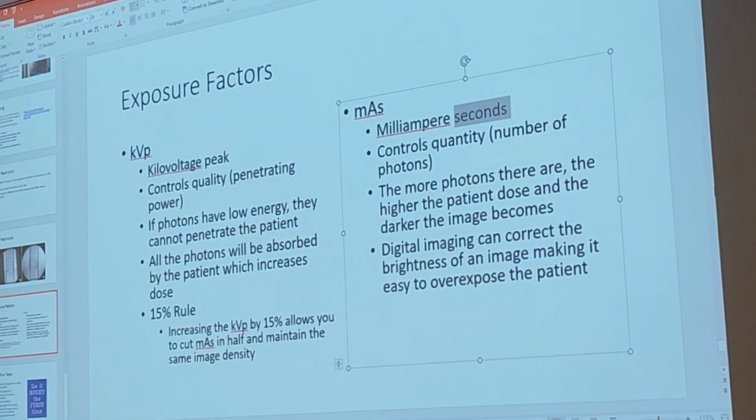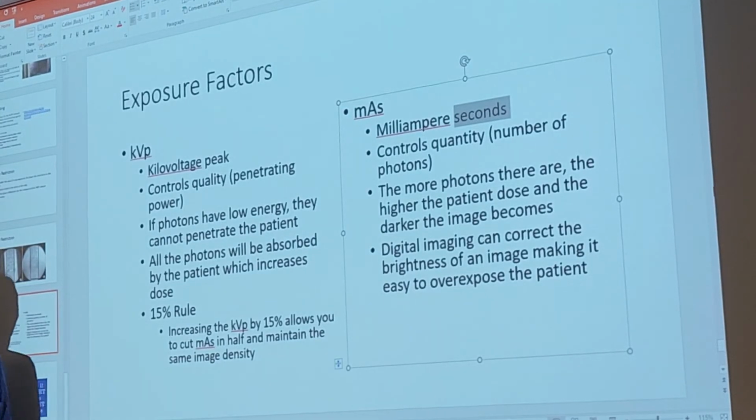Does that make sense? Can we go over that 15% rule? I wrote it down, but I still didn't. Yes, 15% rule.